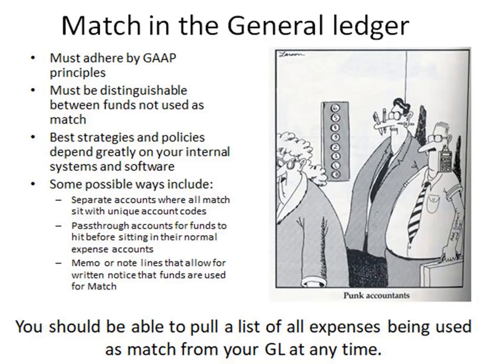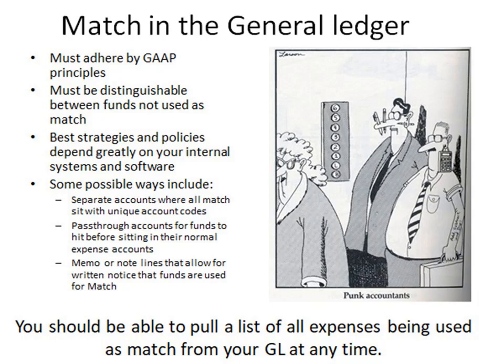But first, let's go over those of you that are tracking match in your general ledger. Obviously, it must adhere to generally accepted accounting principles. It must be easily distinguishable from funds not used as match. What you do is going to depend greatly on how your program is structured and the software you're using, so we can't give you exact answers on how to put match into your GL. But here are some possible ways you can do it. You can have separate accounts where all match sits with unique account codes, basically having double expense accounts, one of which is used for match, one of which is not. You can use a pass-through account for funds to hit before they sit in their normal expense account.